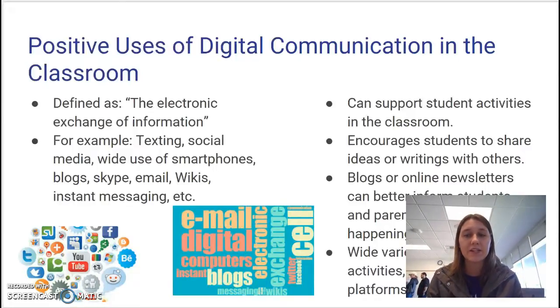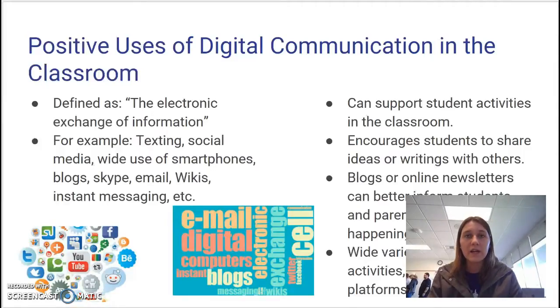In this day and age, it seems like digital communication is how we primarily communicate with the people around us. The positives are we can support activities in the classroom, so we can do more activities, maybe spark more of our students' interest, because our students are going to be using technology since they grew up. And another positive is it encourages students to share ideas, which may not seem exactly like a positive, because if you're using social media or other resources in the classroom, you might think that students are hiding behind a screen.